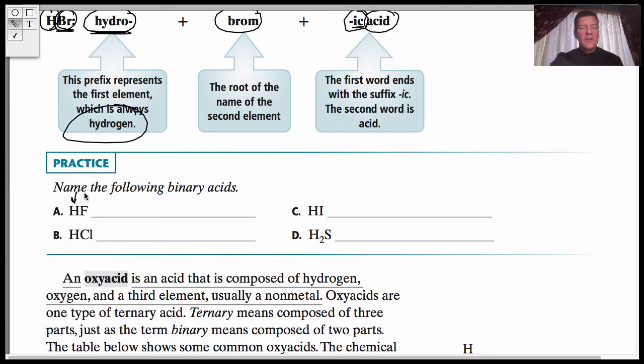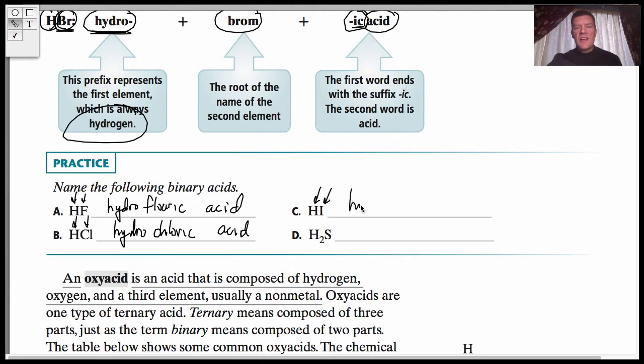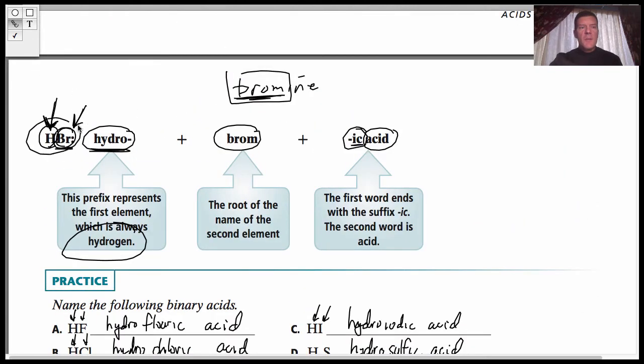All right, let's try some other ones. Here's an H, hydrogen with fluorine. So this is going to be hydrofluoric acid. Hydrofluoric. And here's H with chlorine. So that's hydrochloric acid. Hydrochloric acid. Okay? Here is hydrogen with iodine. So this is hydroiodic acid. Hydroiodic acid. And this is hydrogen with sulfur. So this is hydrosulfic acid. Hydrosulfic acid.